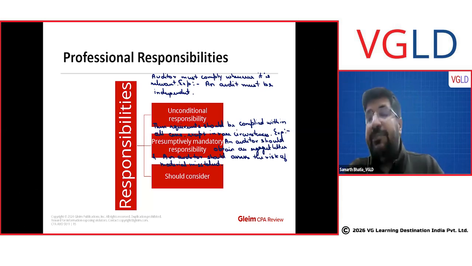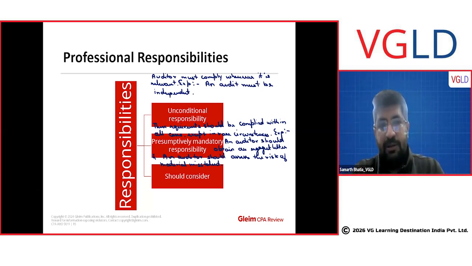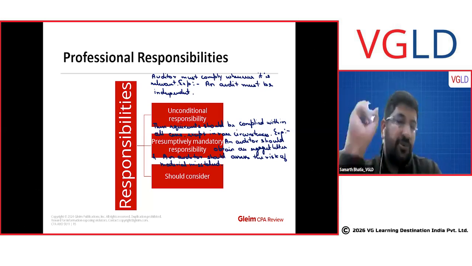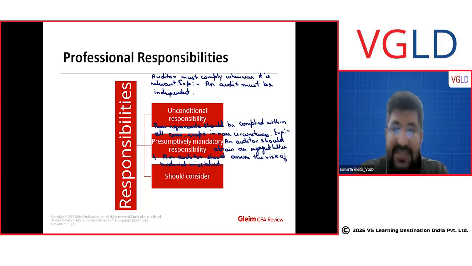But for independent behavior, departure is not allowed. If you're not independent, you can't perform your duty. But yes, if you can't obtain an engagement letter, still you can perform your duty. Should consider requirements here now.